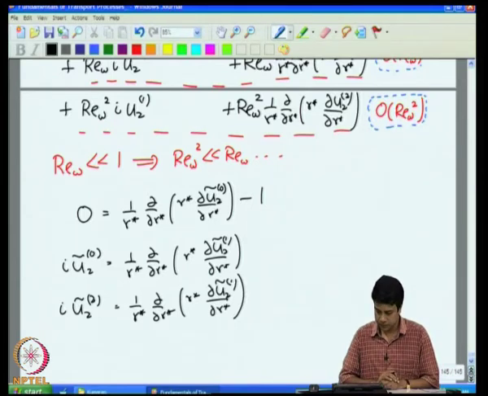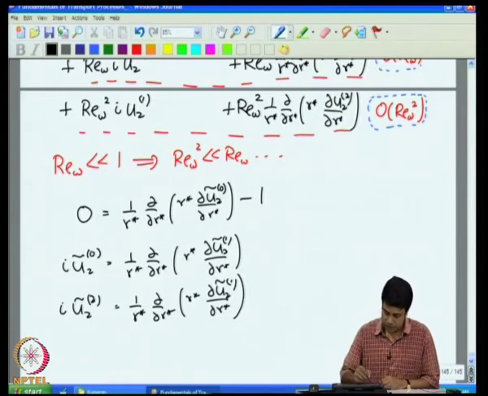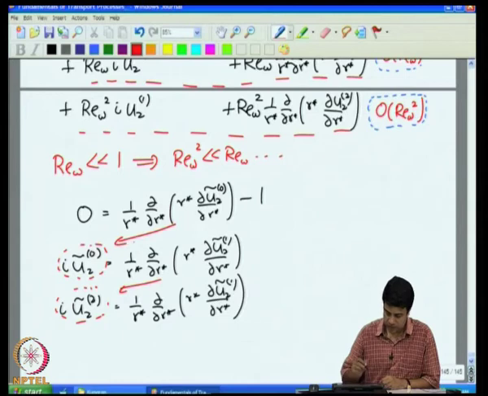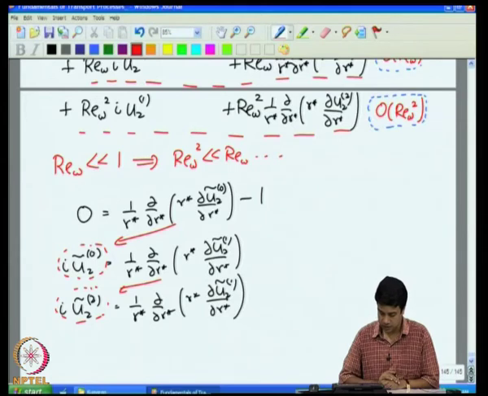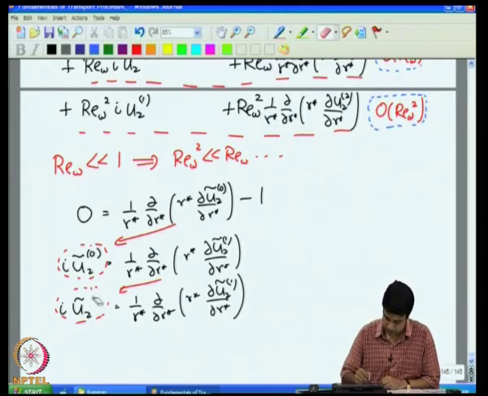Now, the way to solve this equation is clear. I can solve the first equation for u z naught, put that u z naught into the inhomogeneous term here and solve for u z 1. Put that u z 1 into the inhomogeneous term over here, and get u z 2, okay, and so on. This is u z 1, u z 2, okay, and so on.